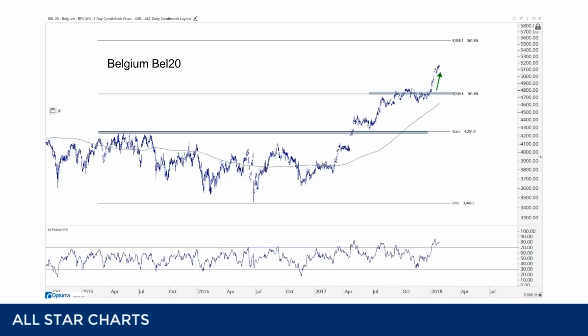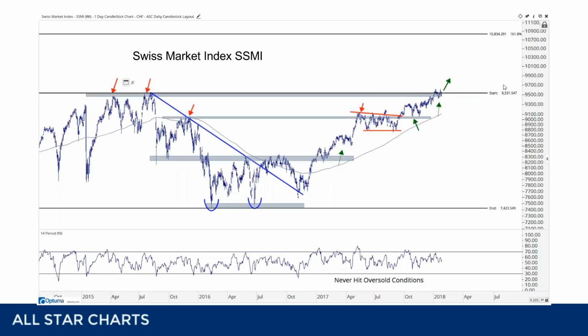So the idea has been, if we are above that 4750 level in the Belgium 20, we need to be very bullish of European equities. And that's the bottom line until it gets to 55.55, which is the next extension and where I think we're going. So from a risk management standpoint, I think Switzerland is an interesting one to watch.